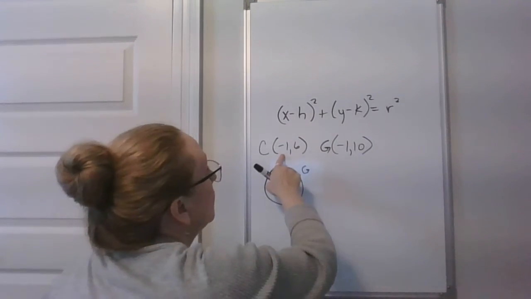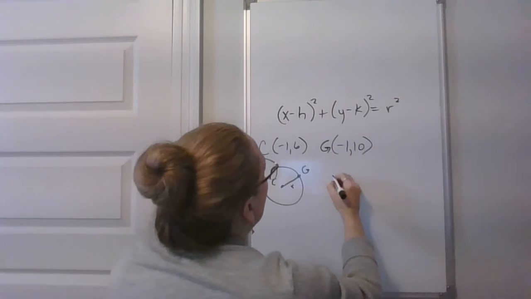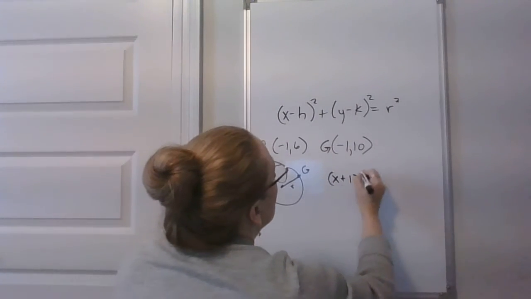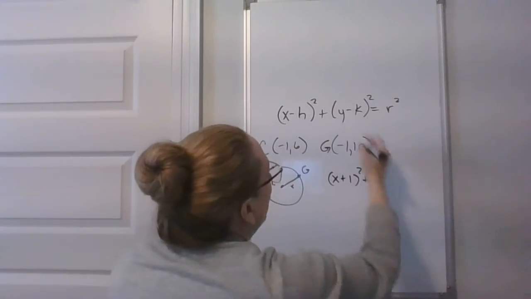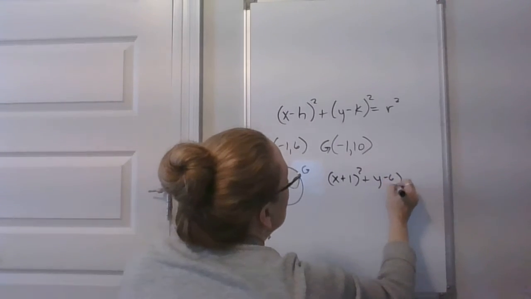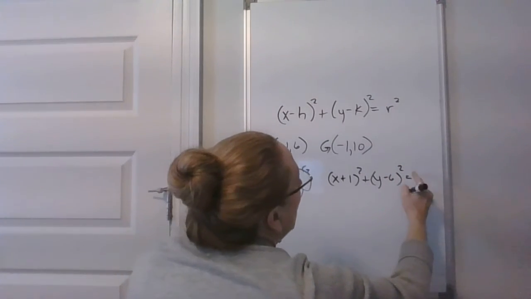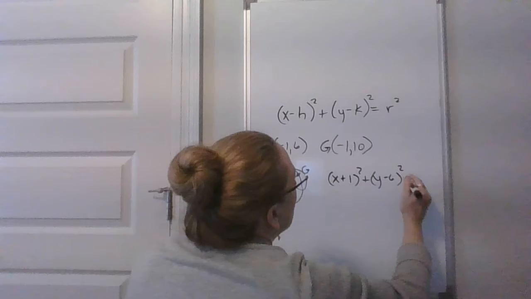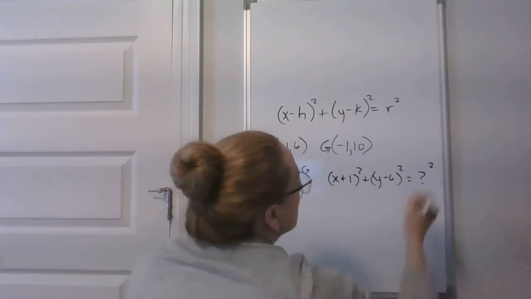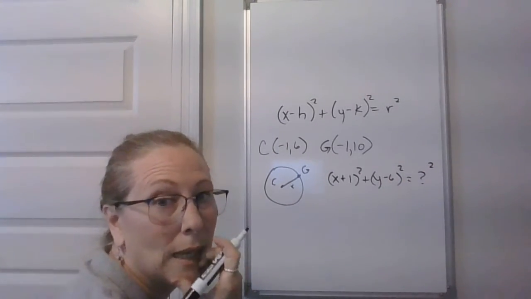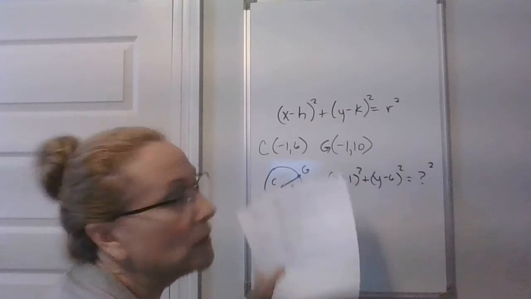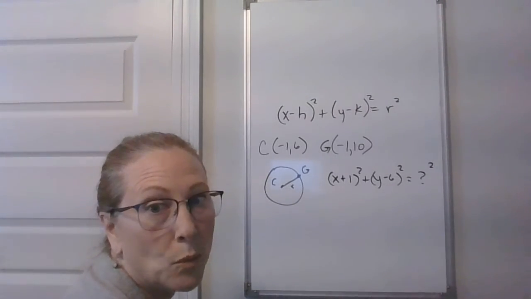So we already have the center point. We already know plugging this in, we're going to have x plus 1 squared plus y minus 6 squared. But we're still looking for our radius squared. We don't know our radius this time. Our radius is missing. So our radius, we have to use distance formula on these 2 points.